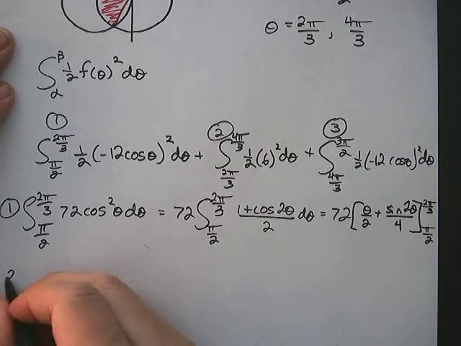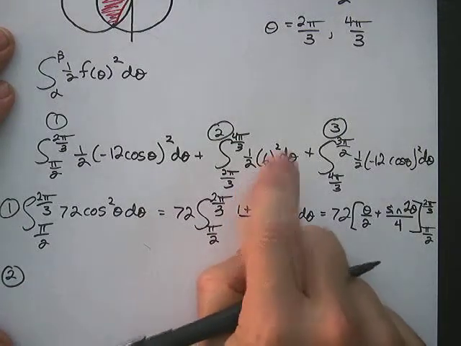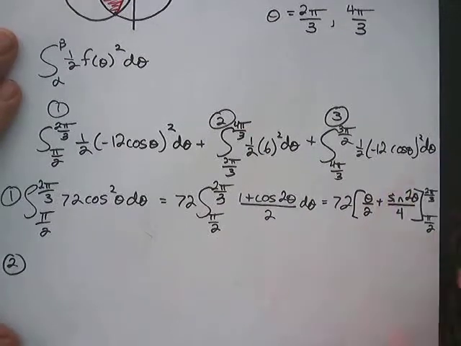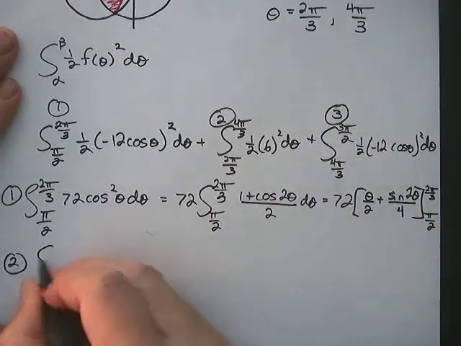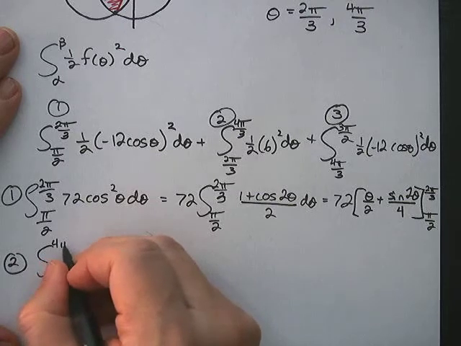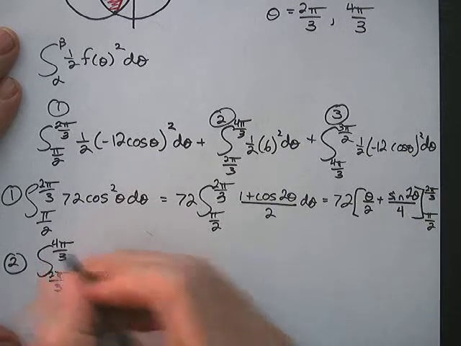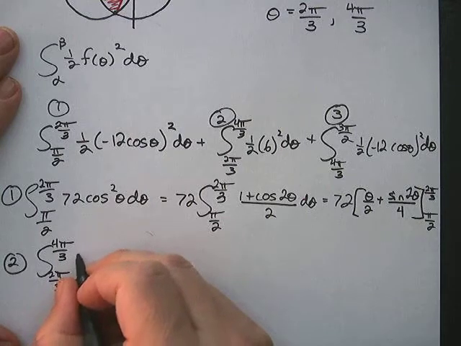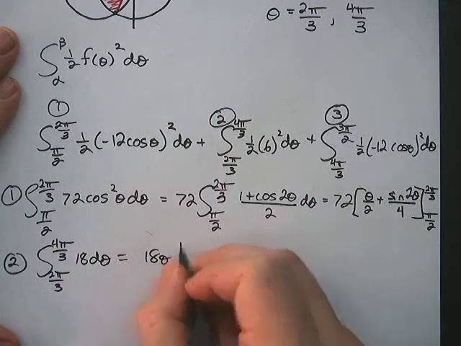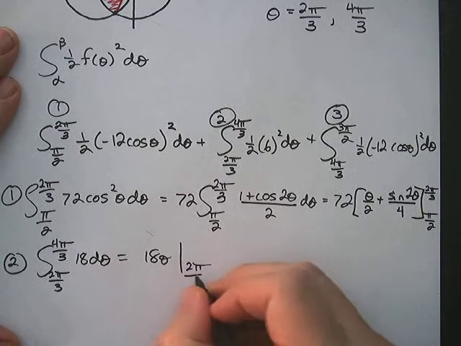All right. So for the second one, let's see what we got here. 6 squared is 36 times 1/2 is 18. So I am going to be integrating from 2 pi over 3 to 4 pi over 3. And that's going to be 18 d theta, which of course is 18 theta integrated from our limits.